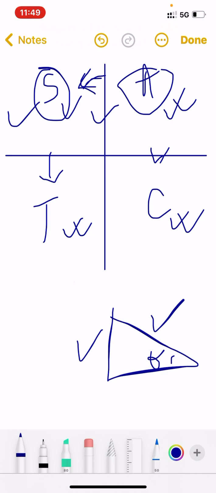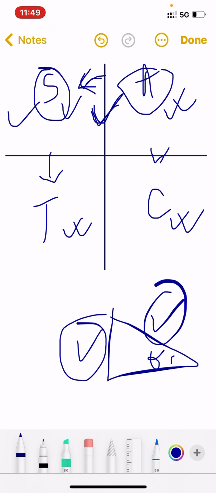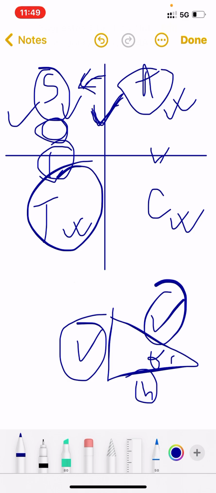Here you can notice that perpendicular is positive, and the relation of sine is perpendicular upon hypotenuse, so sine is positive. But this base is negative, and the relation which we have for cos is base upon hypotenuse, so that's why cos is negative in this second quadrant. Again the same reasoning applies to this and this as well.